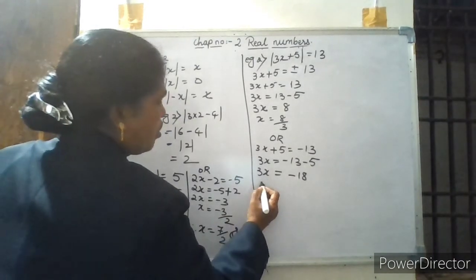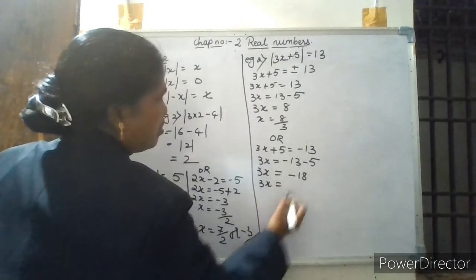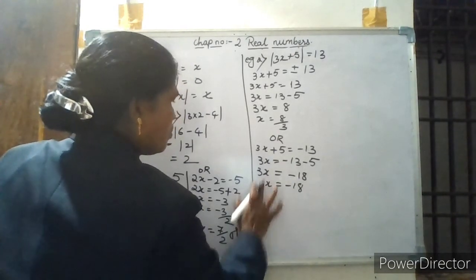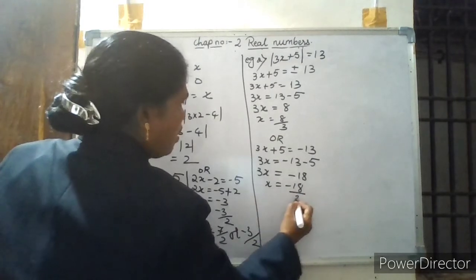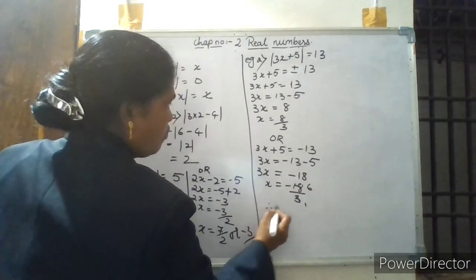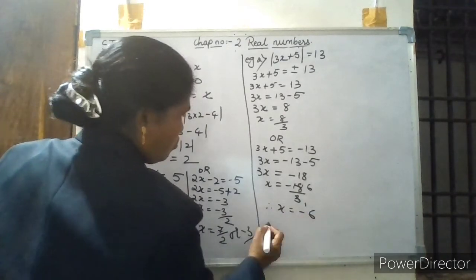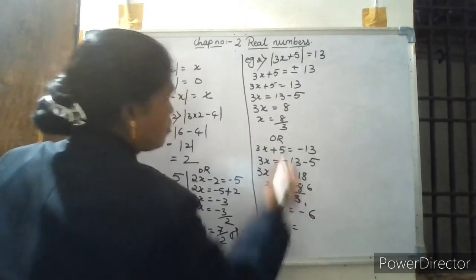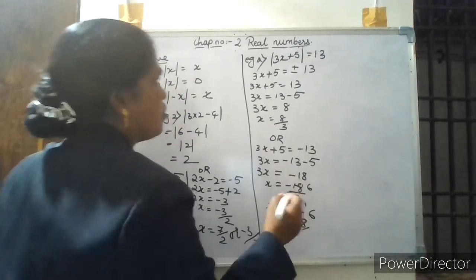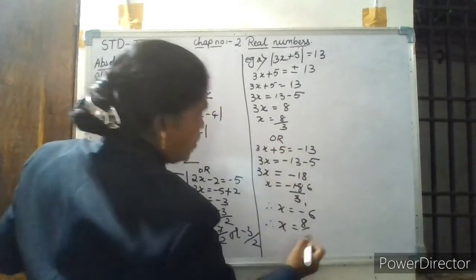3x is equal to minus 18. Sorry, x is equal to minus 18 by 3. 3 1 the 3, 3 6 the 18. So therefore here x is equal to minus 6. So therefore x value is equal to 8 by 3 or minus 6.